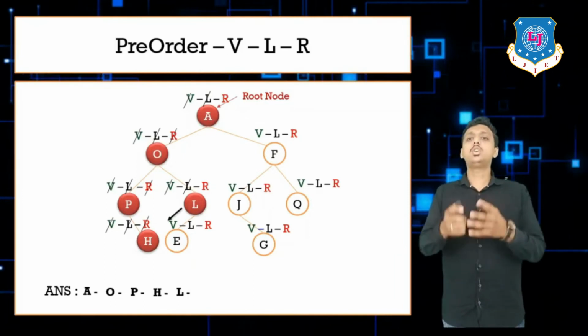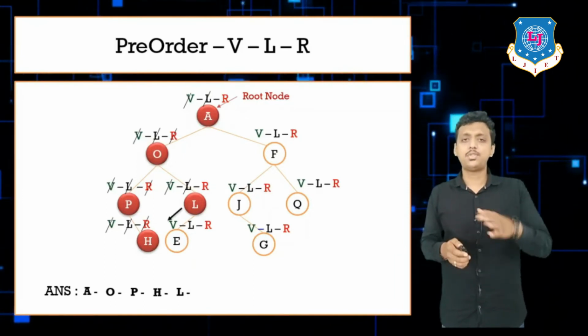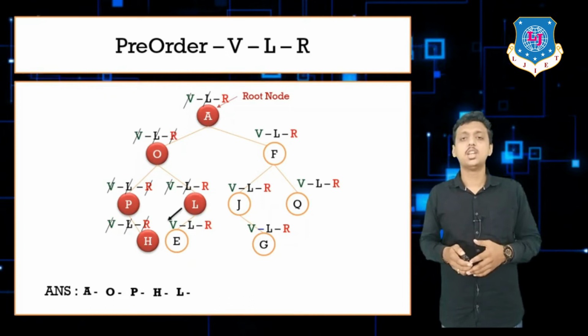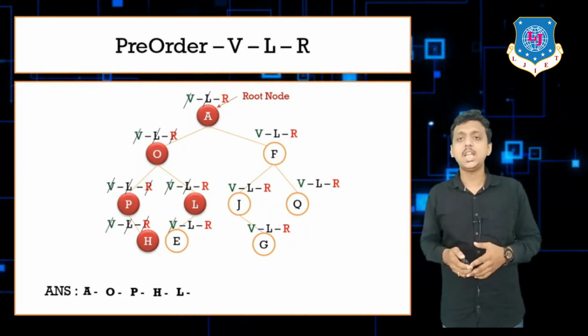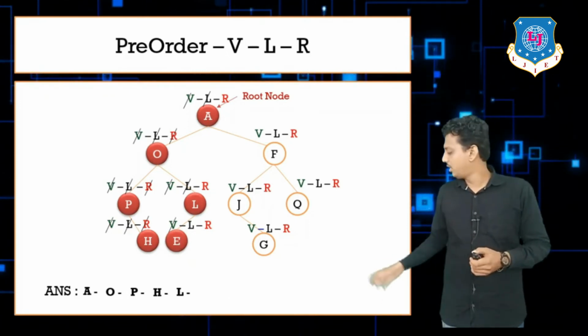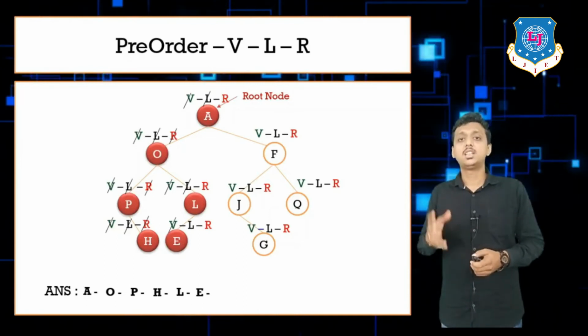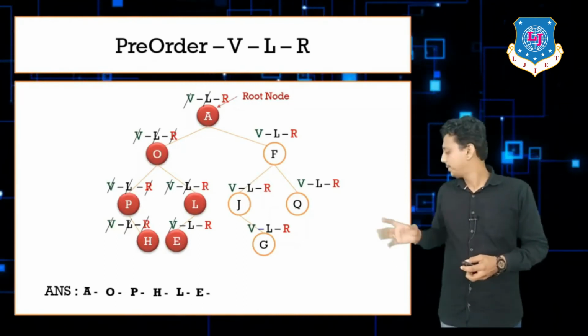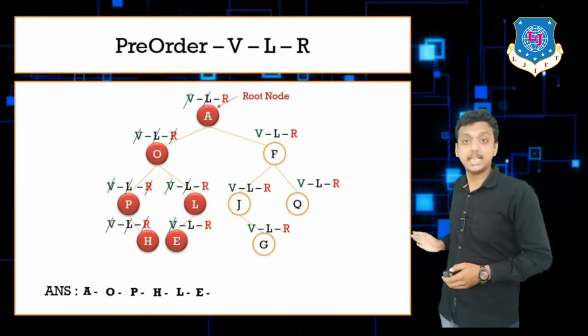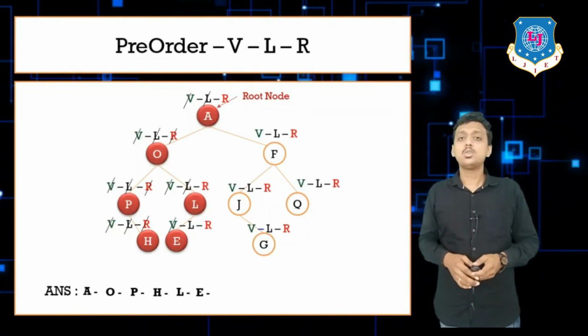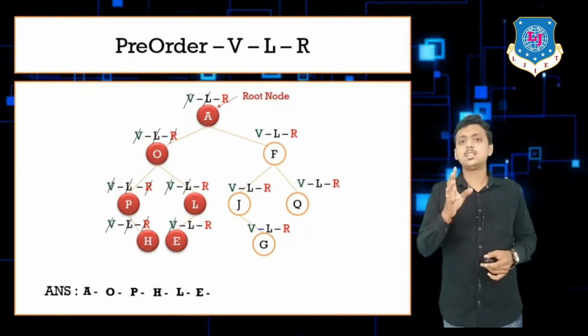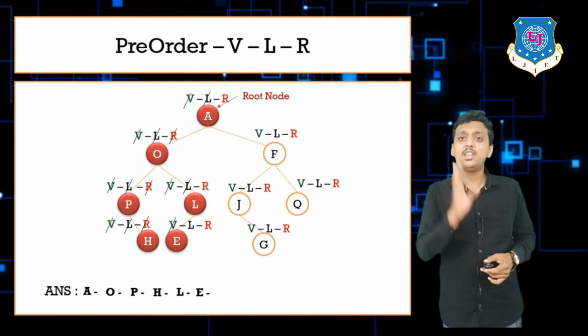Now here is node E. First, just complete the visit step. So I'm cutting V, visiting node E, and putting it down in our answer bucket, that is A, O, P, H, L and E. Fine. So now we know that E is a leaf node.